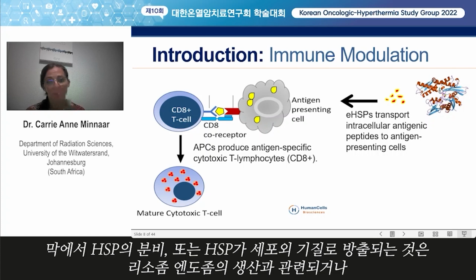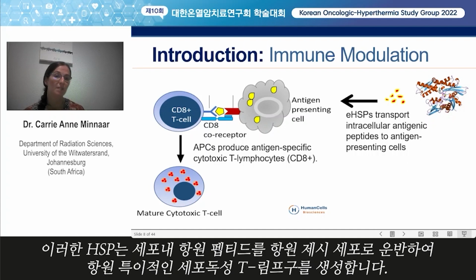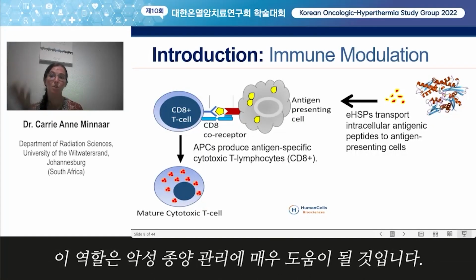So the secretion of HSPs on the membrane, or the release of them into the extracellular matrix, appears to be associated with the production of lysosomal endosomes or via the release of exosomes containing HSPs. These HSPs transport intracellular antigenic peptides to antigen-presenting cells, which in turn produce antigen-specific cytotoxic T lymphocytes. This role would be very helpful for the management of malignancies.